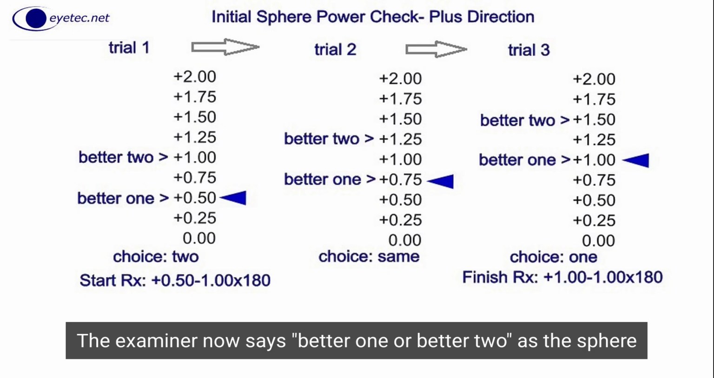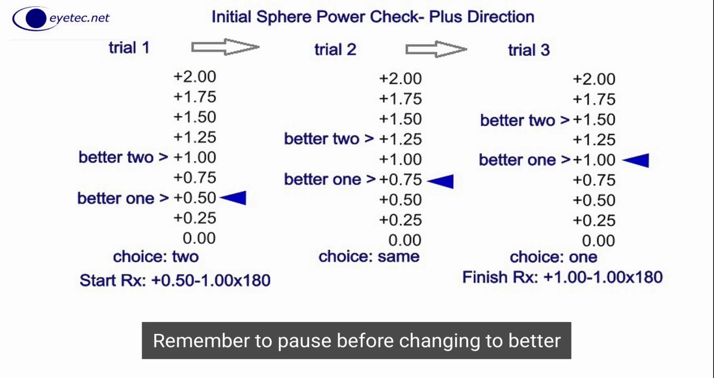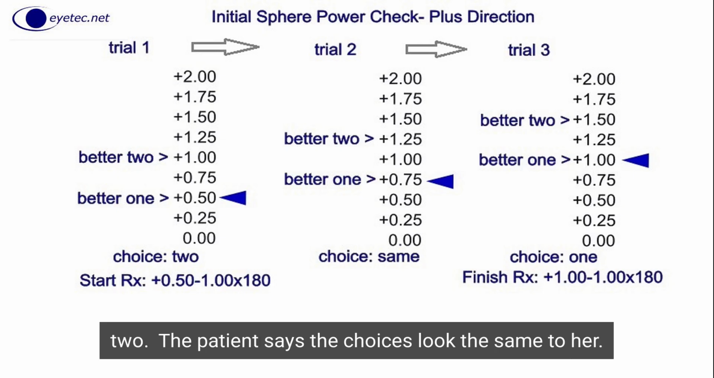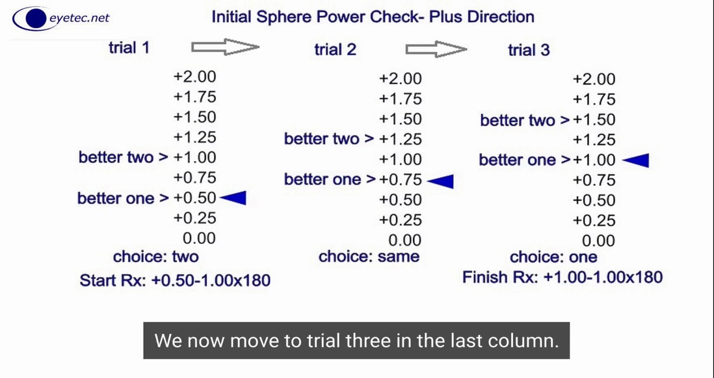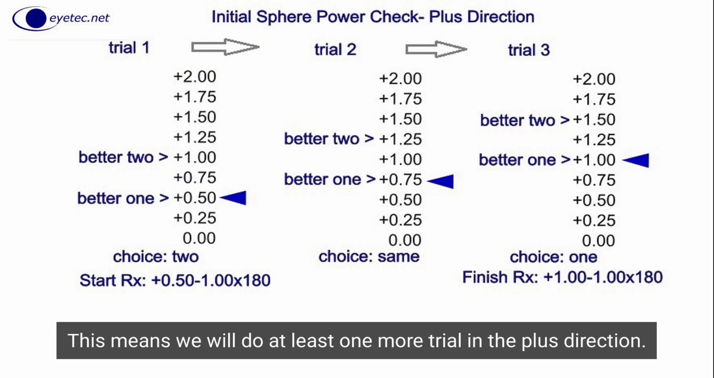The examiner now says better 1, or better 2, as the sphere wheel is changed from plus .75 to plus 1.25 on the sphere wheel. Remember to pause before changing to better 2. The patient says the choices look the same to her. We now move to trial 3, in the last column. Even though the patient said the choices look the same, we are going to push plus. This means we will do at least 1 more trial in the plus direction.